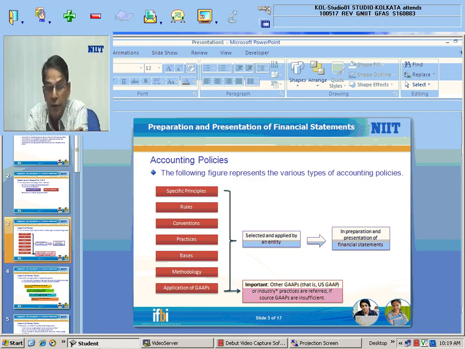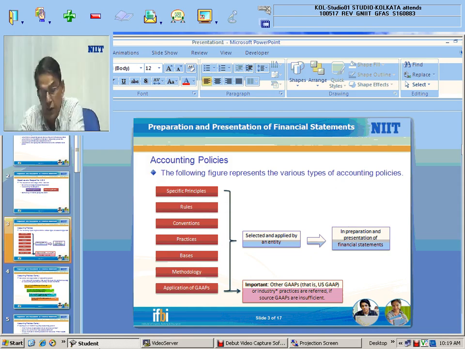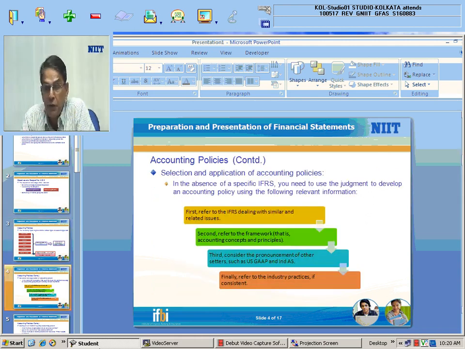In case IFRS is insufficient in providing guidance or clarification in certain matters, then those can be selected by discretion. In case we find IFRS is silent or doesn't provide any guidance or clarification in certain specific matters, then this can be selected by discretion by the entity. So for selection and application of accounting policies in the absence of a specific IFRS, the entity needs to use judgment to develop an accounting policy using the following relevant information. First, they should refer to the IFRS dealing with similar and related issues.